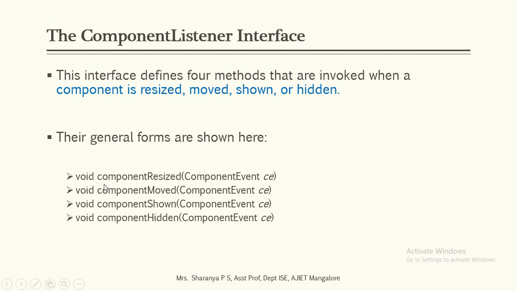Moving further, void componentResized is one method, and it takes an event as an object, the ComponentEvent, and CE is the object name that we have referred. And one more, componentMoved is the second method, and the third and fourth are componentShown and componentHidden. That is, the component can perform these 4 different mechanisms. That's why these 4 methods are defined under component listener.